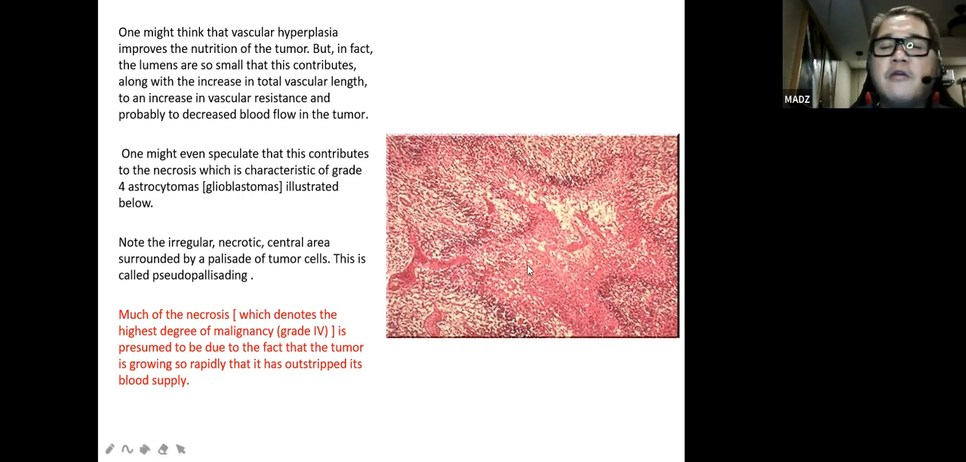So one might even speculate that this contributes also to the necrosis, which is characteristic of grade 4 astrocytoma. So note here the irregular necrotic central area surrounded by palisades of tumor cells. Okay, palisades of tumor cells. This is called pseudopalisading, which we see in patients with glioblastoma multiforme. So much of the necrosis is presumed to be due to the fact that the tumor is growing so rapidly that it has outstripped its blood supply.